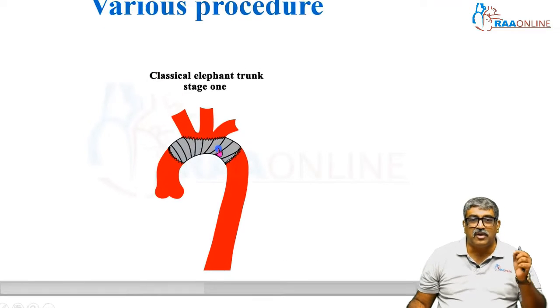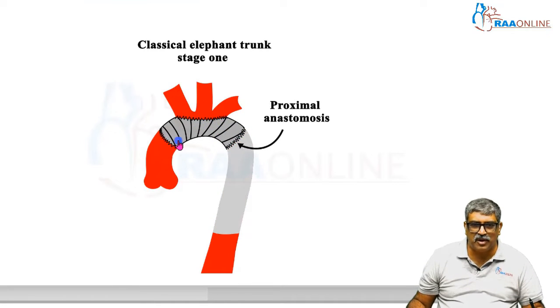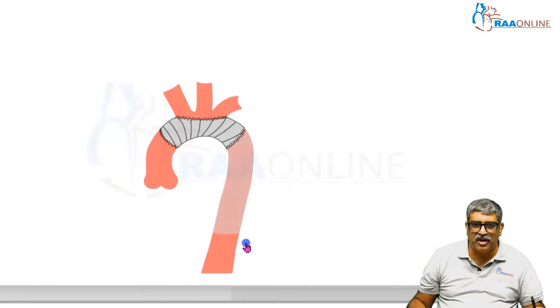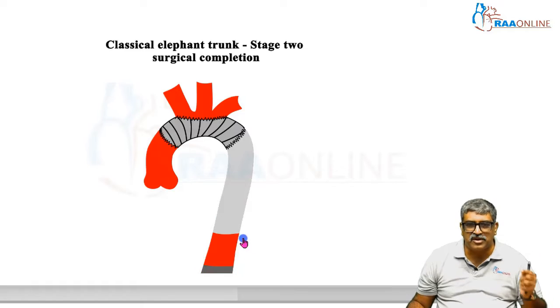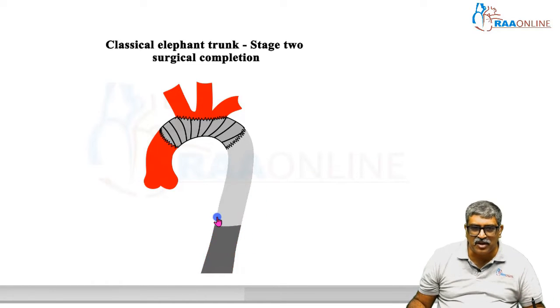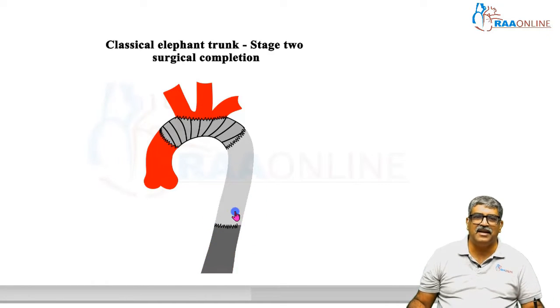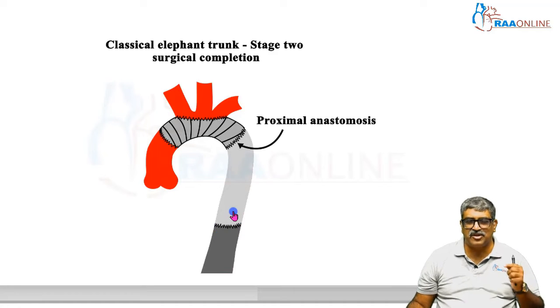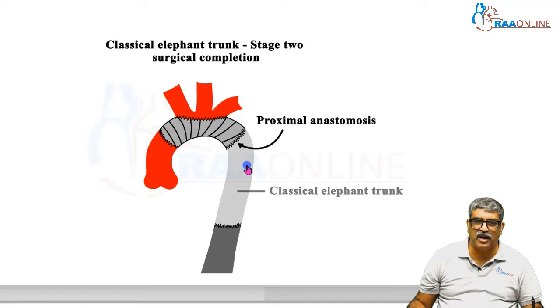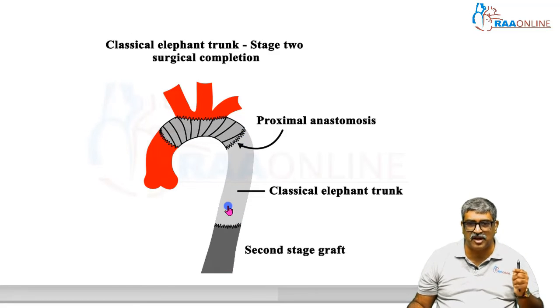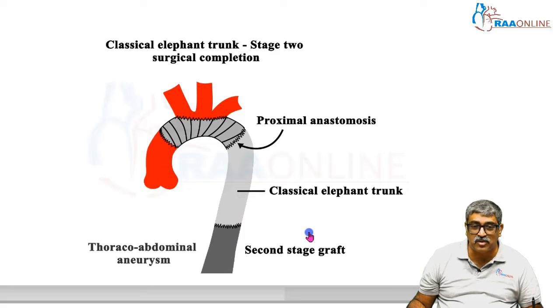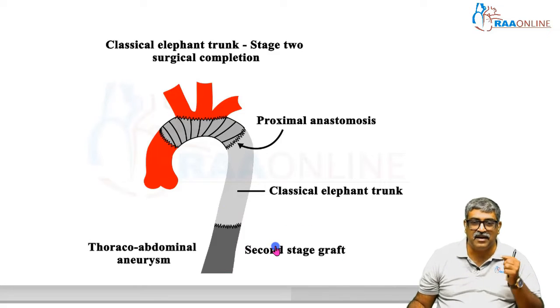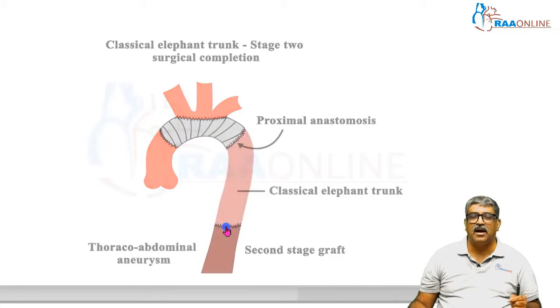Now coming to classical elephant trunk stage 1, you put the conduit and you put an elephant trunk. Okay, this is an elephant trunk stent graft where you have a free end. Now coming to stage 2, that elephant trunk, you do a surgical completion at the distal part, that is stage 2, and you do a proximal anastomosis, and the classical elephant trunk stent remains in place. This is stage 2, and stage 2 is completed with the surgical graft at the distal end.